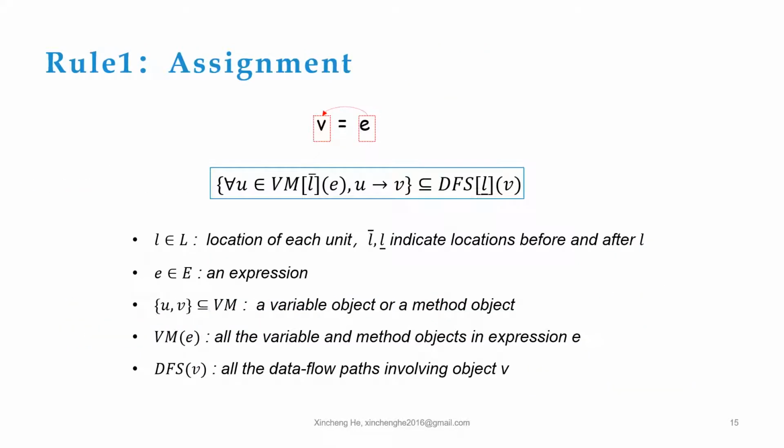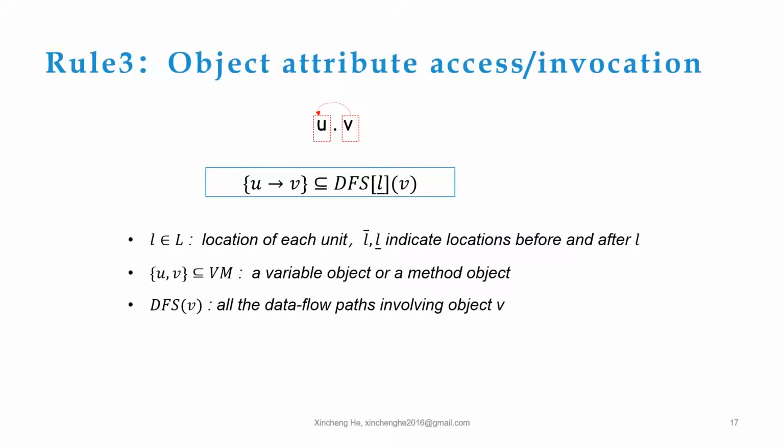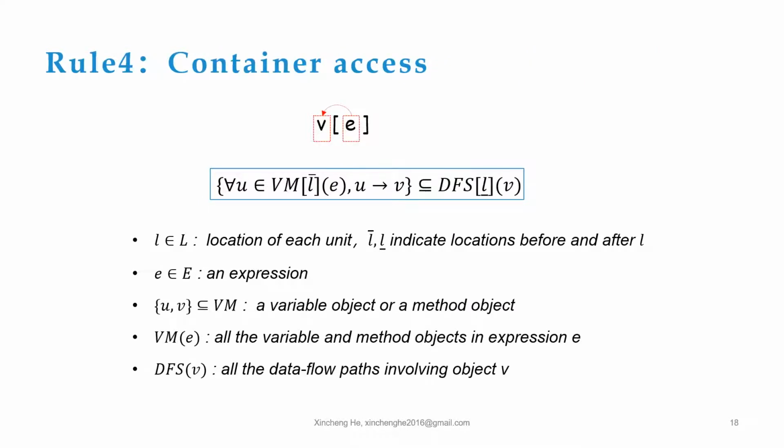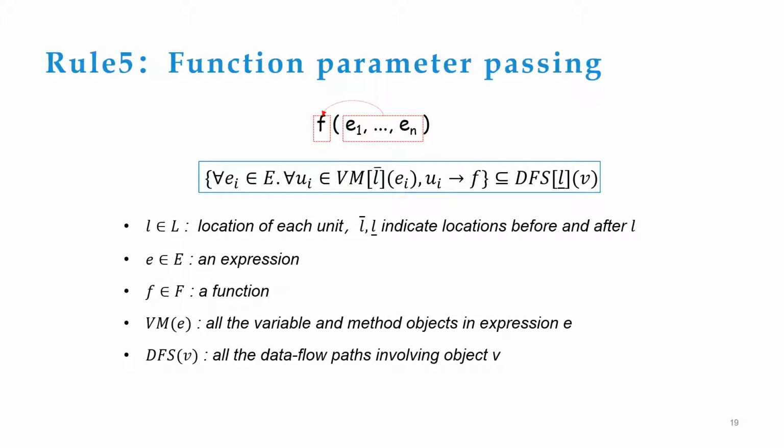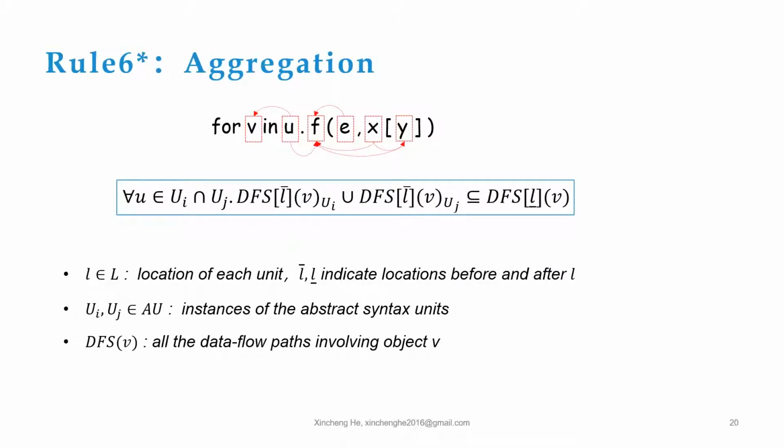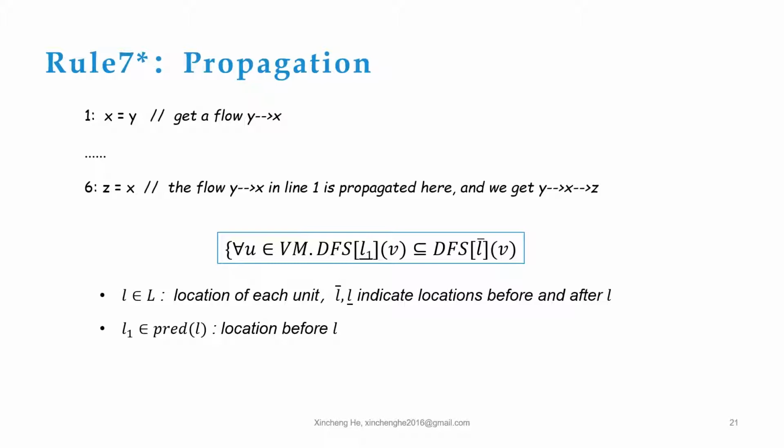Therefore, PyART defines rules to derive approximate data flow from 5 basic abstract syntax units, including assignment, loop, object attribute access and invocation, container access, and function parameter passing. Since the 5 units may occur in combinations, rule aggregation aggregates the data flow relations derived from individual units. In addition, PyART models the effect of flow following the propagation rule.